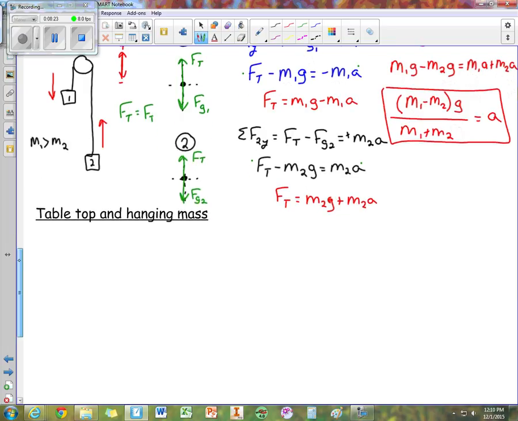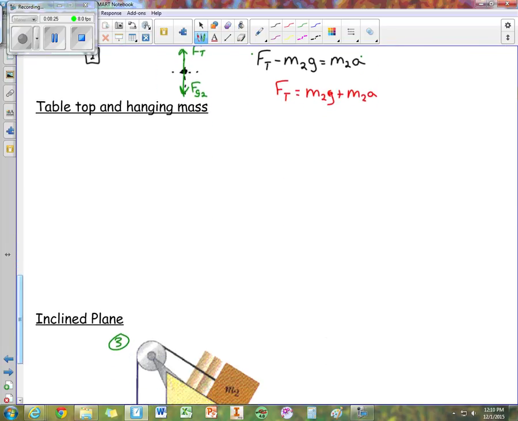All right, second type here. Let's say we have a tabletop. Here's our pulley, object 1, object 2. And looking at this, let's follow the Cartesian convention. So everything to the right is positive, left is negative, everything up is positive, down is negative. And let's say that mass m2 is large enough that it's going to accelerate object 1 in a positive direction.